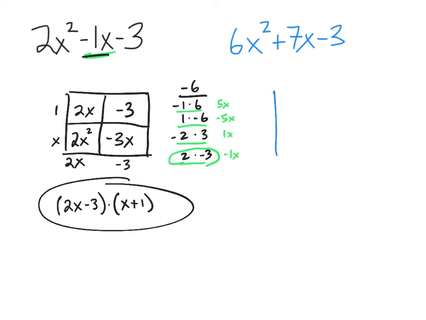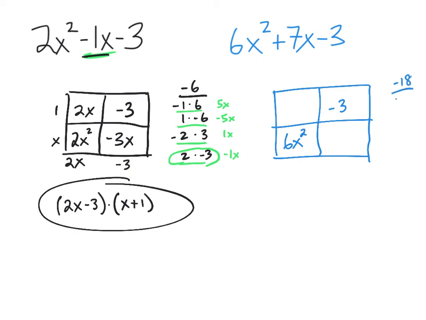So stay with me here if this is new to you or you're not sure what to do. We got 6x squared. Put in any corner that you want. Put that negative 3 in the other corner. Remember, we're factoring, which is finding the multiples. So 6 times negative 3 is negative 18. That could be a 1 and an 18, where either the 1 is negative or the 18 is negative. That could be a 2 and a 9, where either the 2 is negative or the 9 is negative. That could be a 3 and a 6, where either the 3 is negative or the 6 is negative.